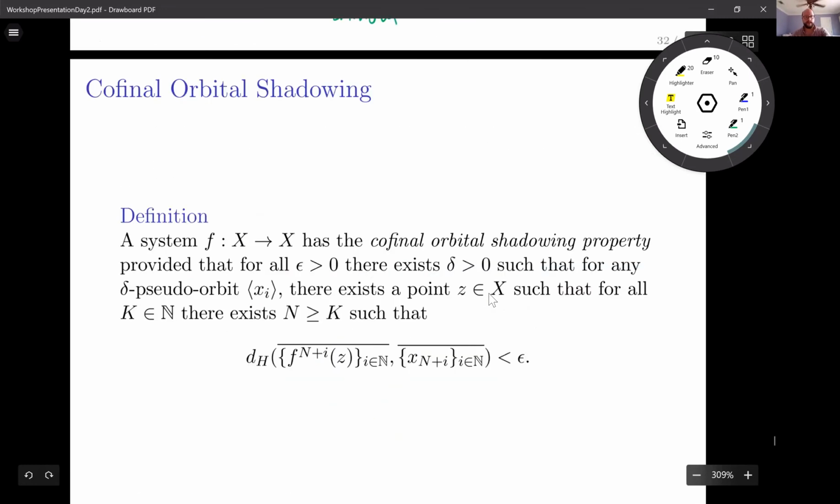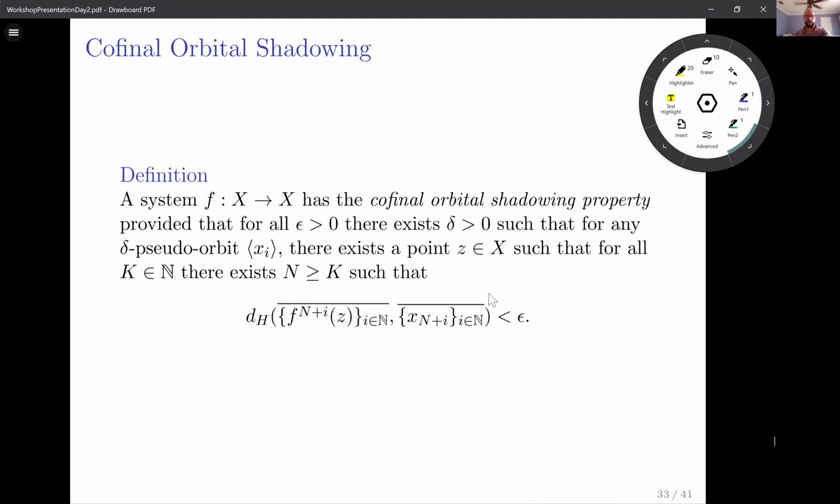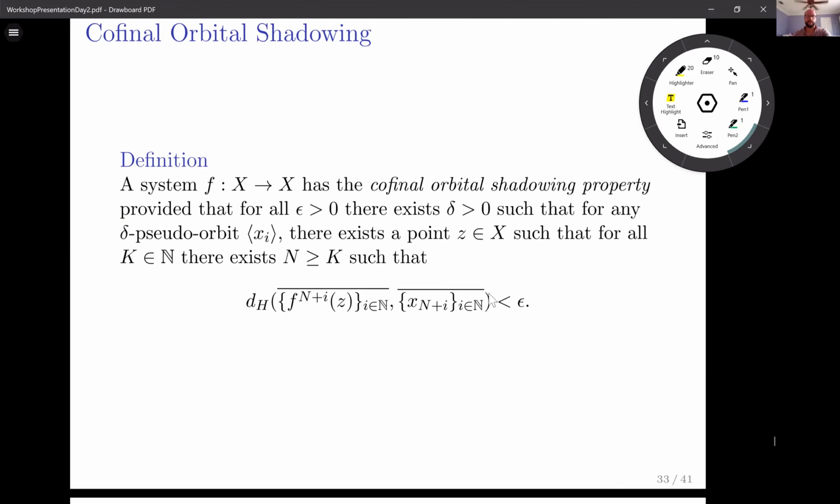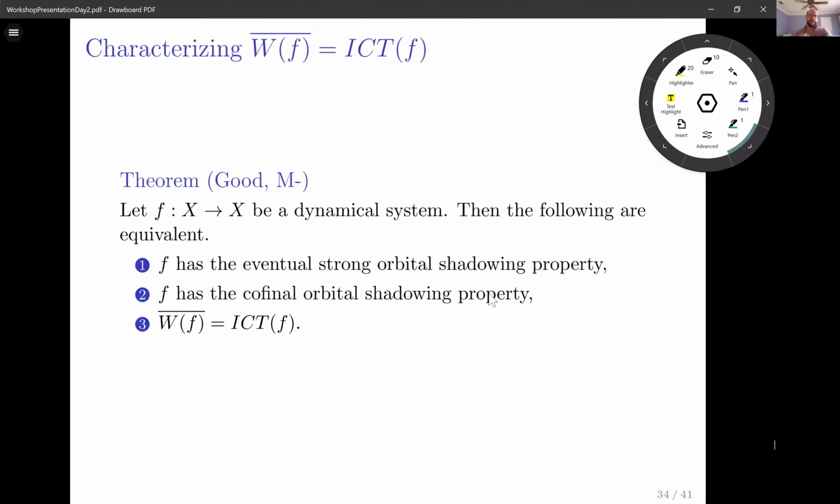And it turns out that that is the right property. It's equivalent to something called the cofinal orbital shadowing property. Eventual means that there's some point at which it starts orbitally shadowing. Cofinal orbital shadowing property is essentially the same thing. It's just saying that there's some point beyond which they're orbitally shadowing. And the theorem that brings this all together is that if F is a dynamical system on a compact metric space X, then we have the following three equivalent things. If F is eventually strong orbital shadowing, then F is cofinal orbital shadowing, and then the closure of W is equal to ICT.